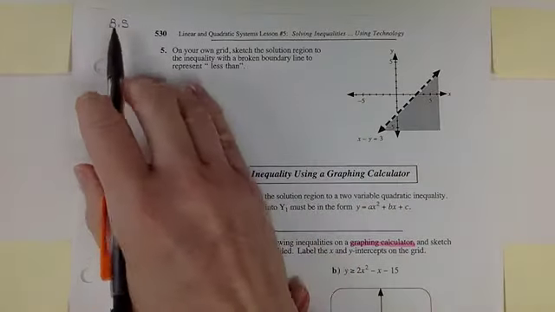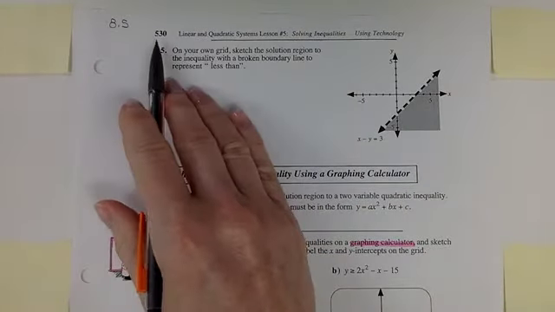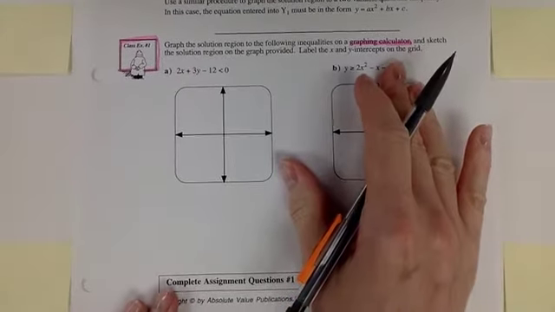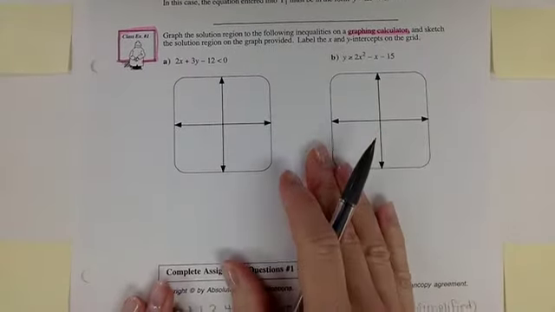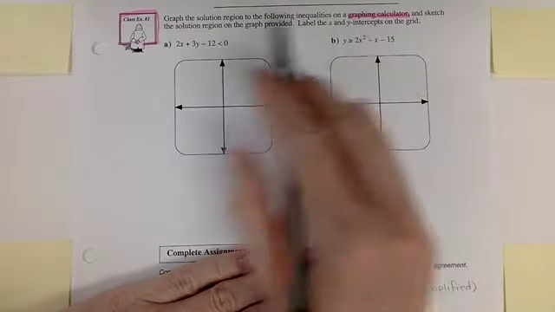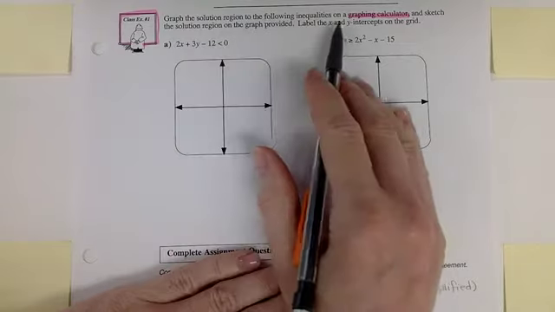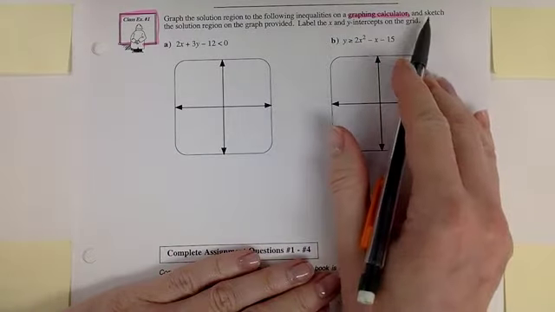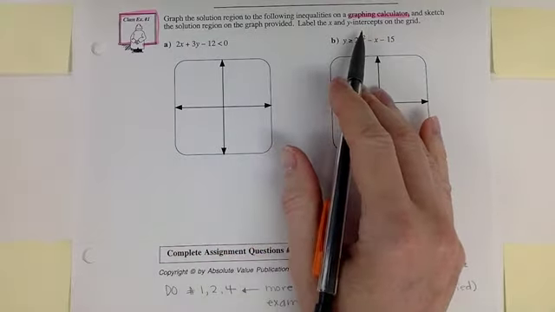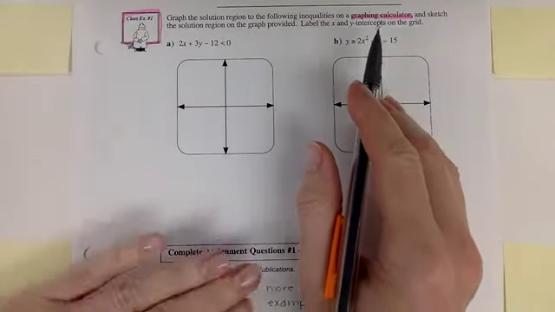Okay, this is section 8.5. Go to page 530 and we're going to do example 1. So these examples we are going to use your calculator to graph. Graph the solution region to the following inequalities on your graphing calculator and sketch what you've got, label the x and y intercepts, really so you've got a scrappy sketch.